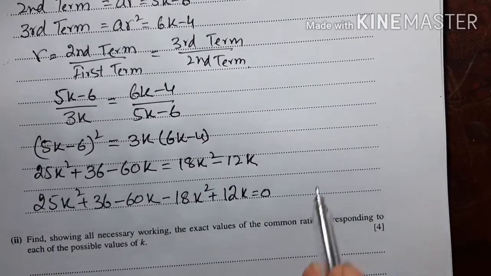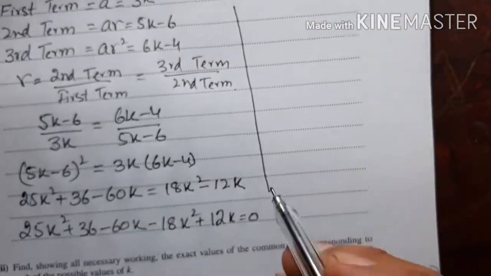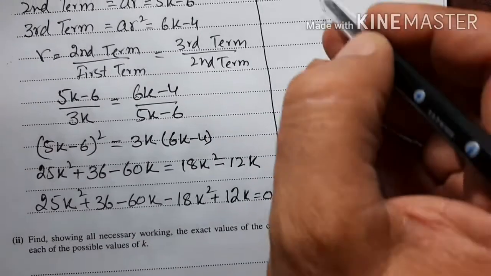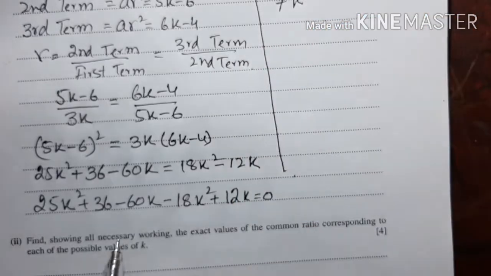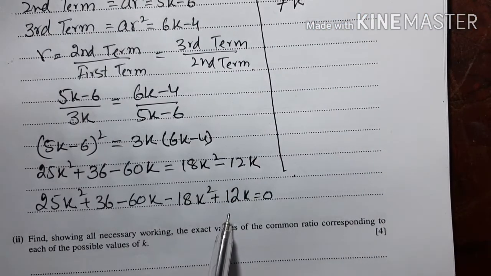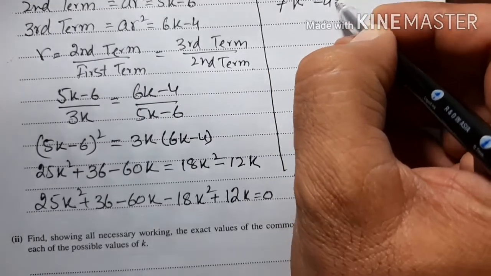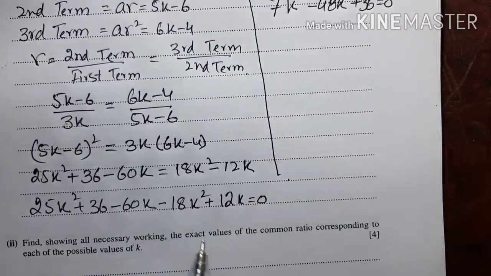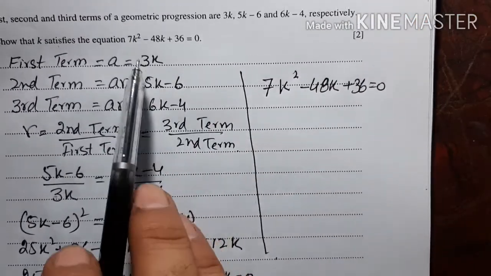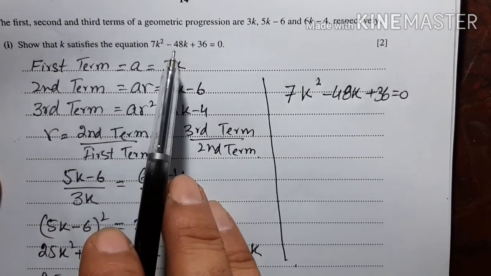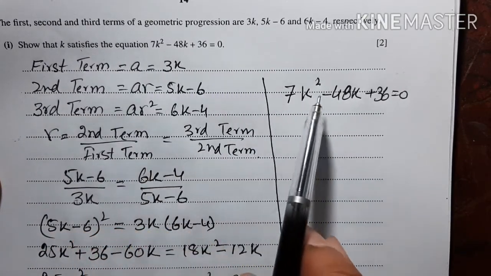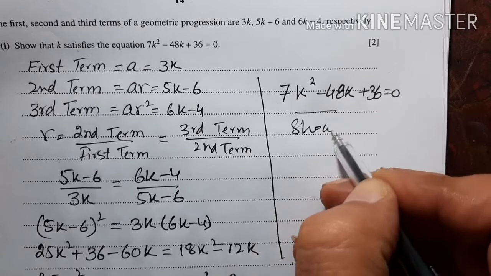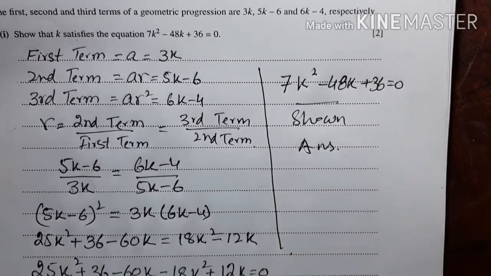By solving this equation, I will get 25 minus 18, which is 7k square, and minus 60 plus 12, which is minus 48, and plus 36 is equal to 0. So if you see, we need to show that 7k square minus 48k plus 36 is equal to 0. So k satisfies this. Therefore, it is shown. This is our answer.